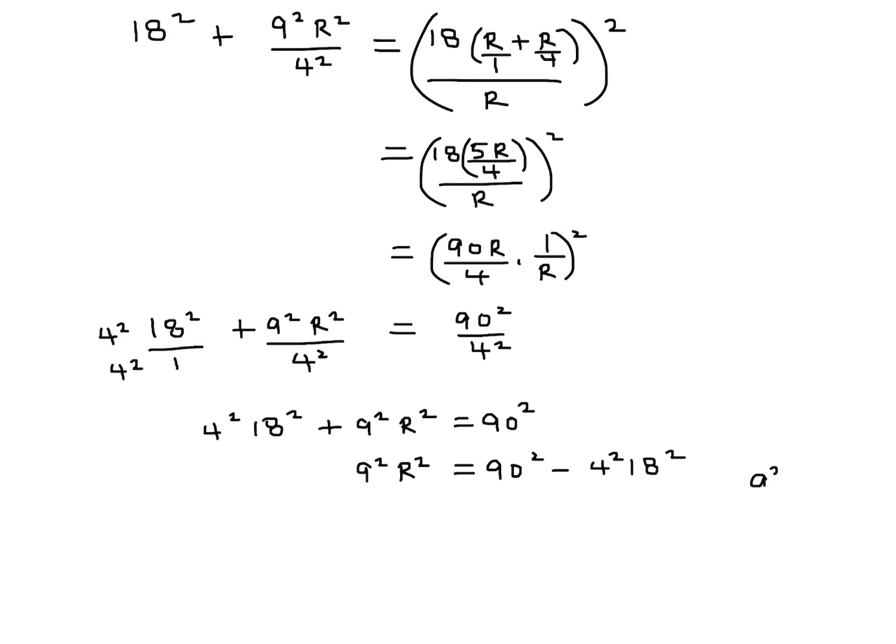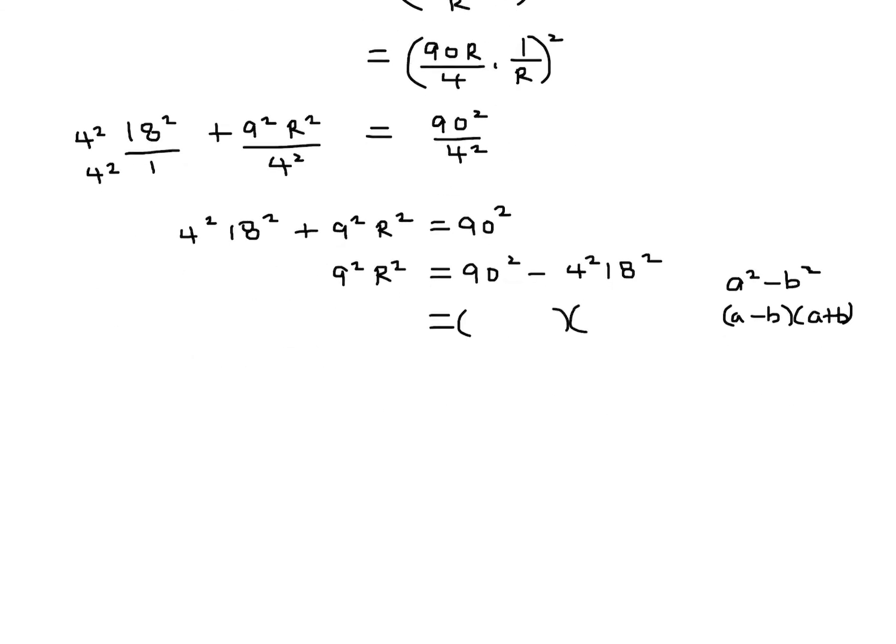And then remember, if you have a squared minus b squared, that's the same as a minus b times a plus b. So this becomes, if you factor it out like that, 90 minus 4 times 18 plus 4 times 18. And this is just 9 squared r squared. So this one here, 90 minus 4 times 18, it looks like 18. And then 90 plus 4 times 18 is 162.